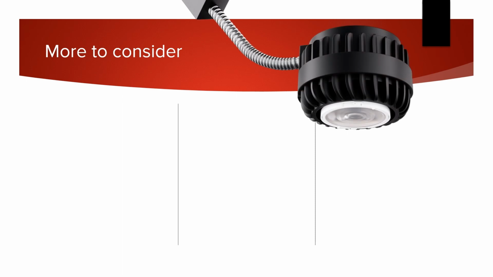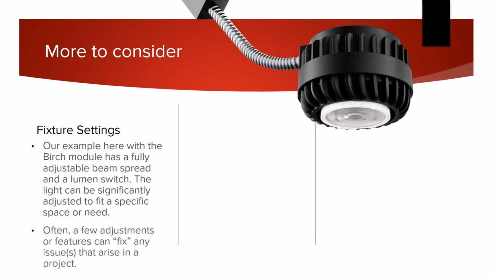There are other features and methods to control light after installation to make exact photometric calculations less concerning. First, many lighting choices have onboard settings. For example, our birch module has a fully adjustable beam spread as well as a lumen switch. Just flick the lumen switch or twist the lens to deliver the right amount of light where it's needed.